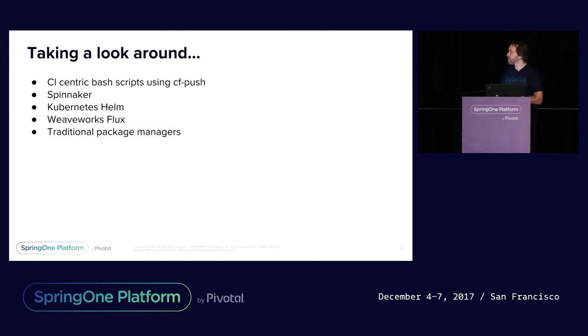So we took a look around at what is out there. How do people handle updating apps? It's not like we're the first to ask this question. The most common Hello World example is someone just puts a CF push statement, or the Kubernetes equivalent, at the end of a build process in your favorite CI platform. That's the Hello World getting started. Usually, things get more complex than that.